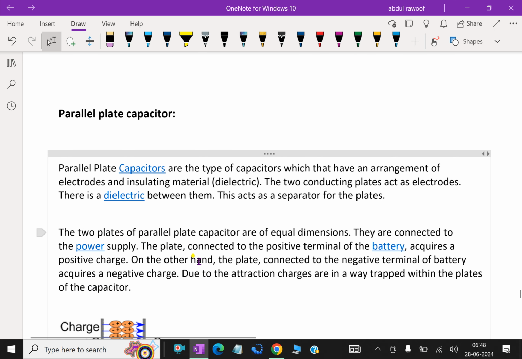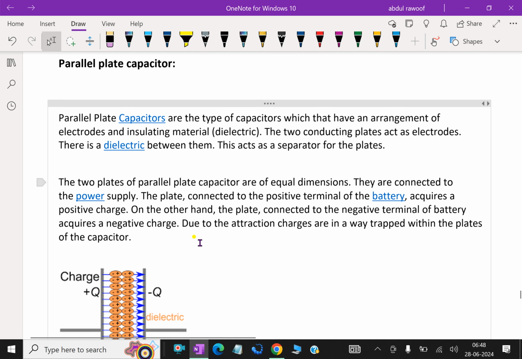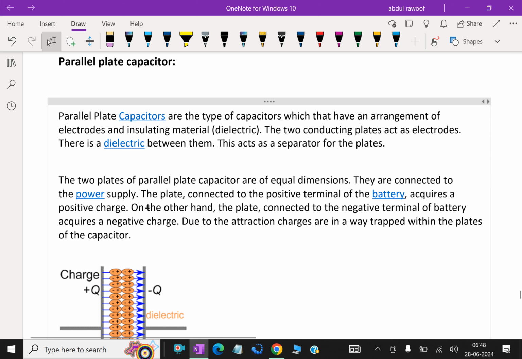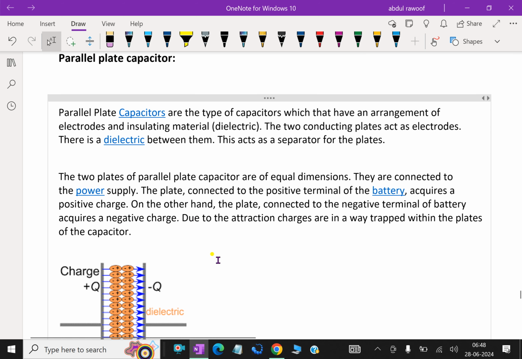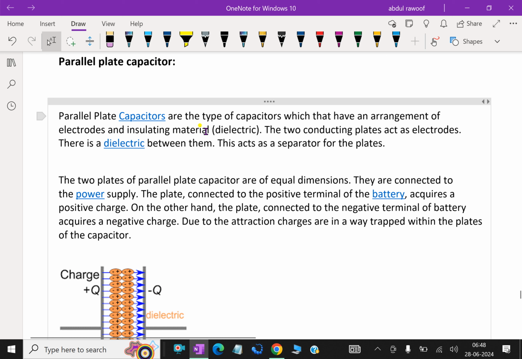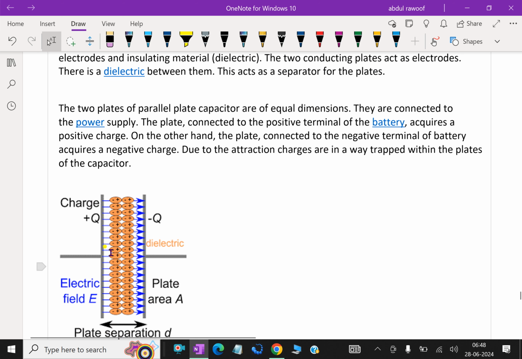Next, we'll define the parallel plate capacitor. Parallel plate capacitors are the type of capacitors that have an arrangement of electrodes and insulating material, that is, a dielectric. The two conducting plates act as electrodes. There is a dielectric between them, which acts as a separator of the plates.